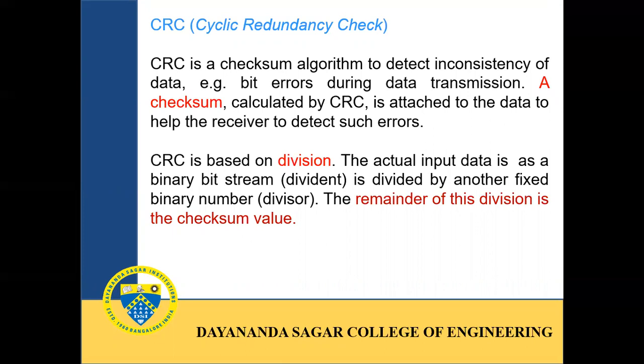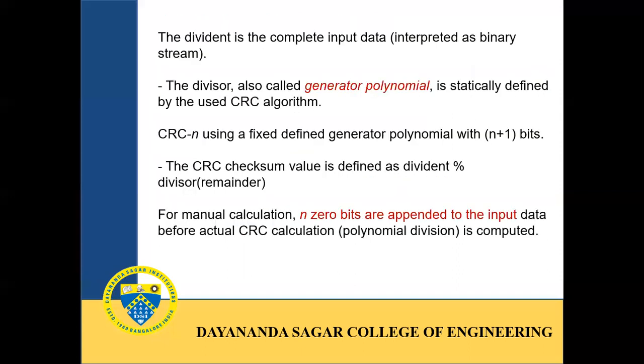Now, the CRC is based on division. The input data is divided by a predefined divisor, and the remainder is considered as a checksum. Based on this checksum, we can identify whether the frame had errors or no errors. So we'll see how this is done with an example.